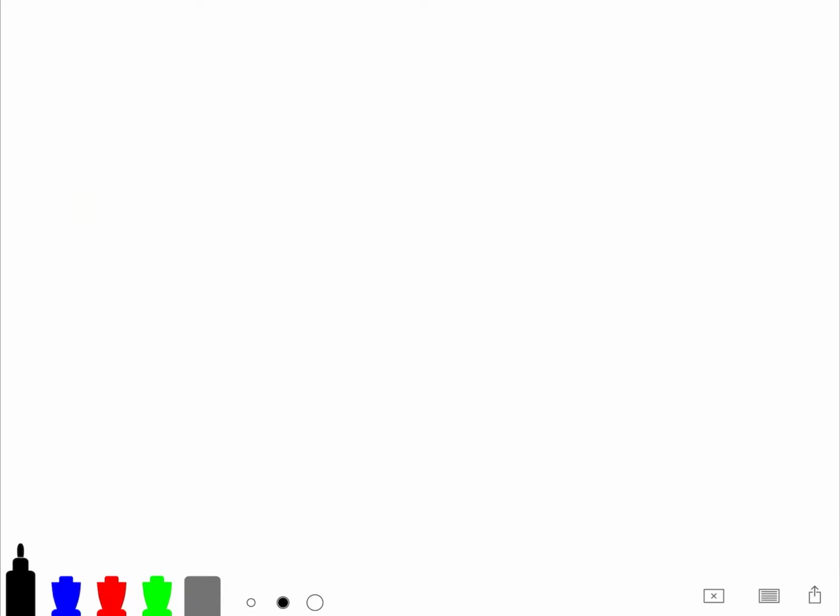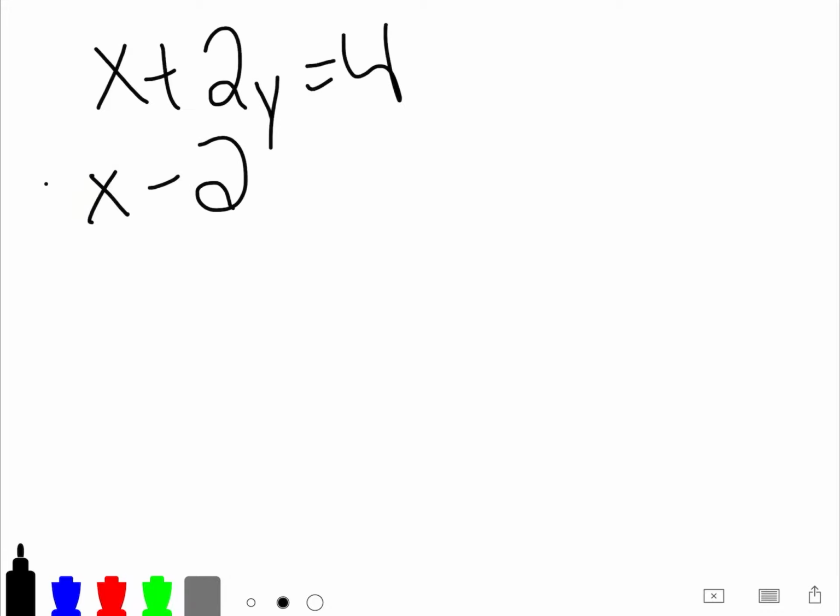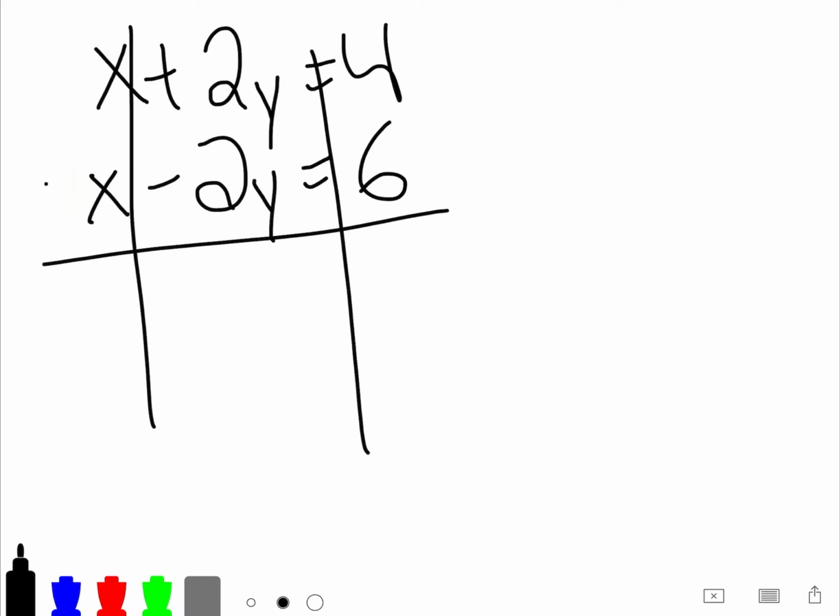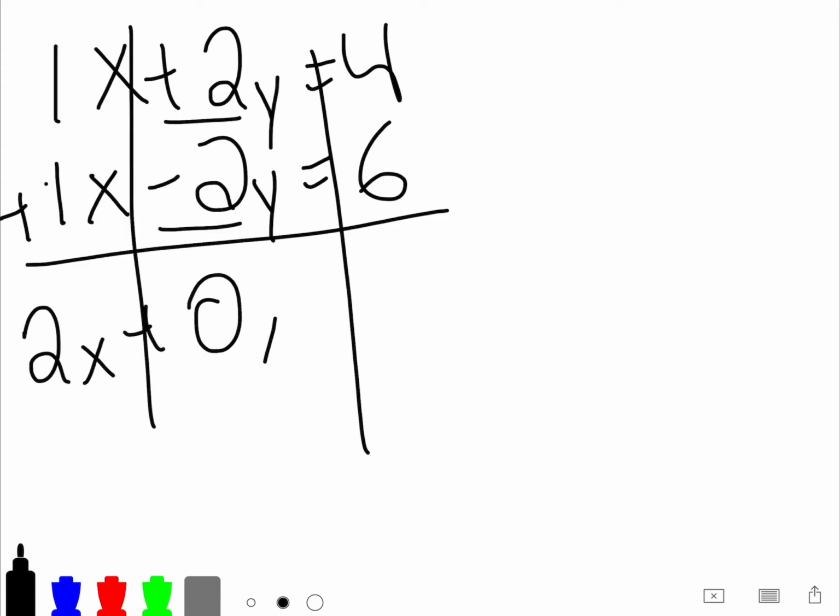Last thing you can do is elimination. We'll just say x plus 2y equals 4, x minus 2y equals 6. Once again with these, you're just trying to get rid of one of the variables. So in this case, I see the plus 2y and the minus 2y. A positive 2 minus a 2 is going to cancel out. So that's the goal. So 1x plus 1x is 2x. Positive 2 minus 2y is 0y is equal to 4 plus 6, which is 10.